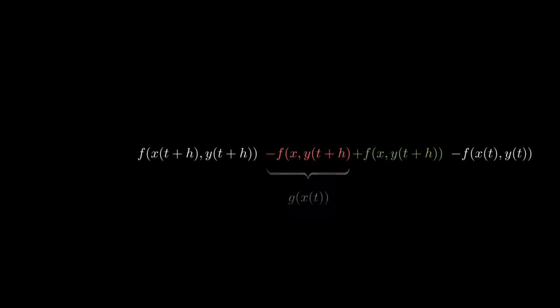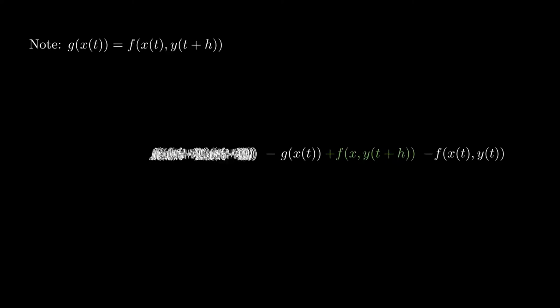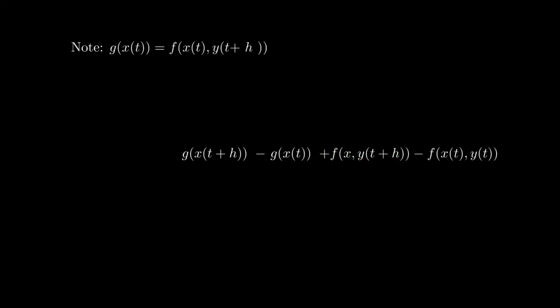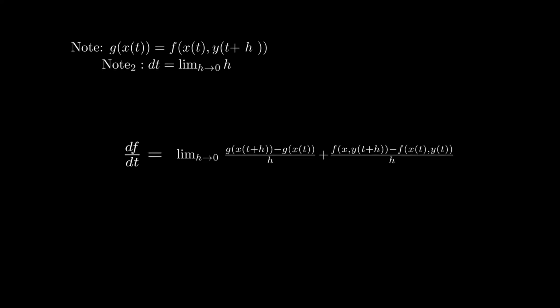Let's call this red term g of x of t, and we'll note it up here in the corner. Note that the only difference between this term and this term is this h. So let's rewrite this term as g of x of t plus h. Now we're going to reintroduce the h and divide the entire expression by dt, also known as h, as h approaches 0. This term is just the derivative of g of x of t with respect to t.